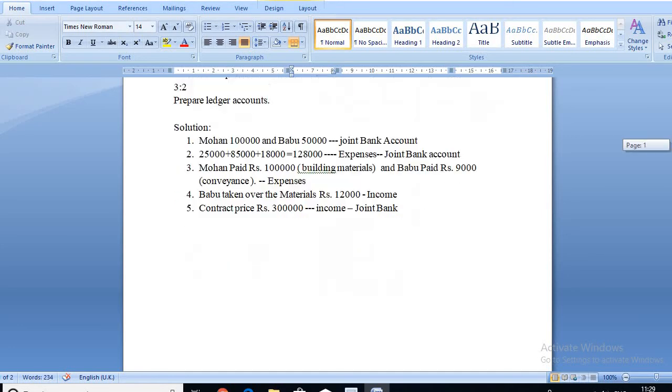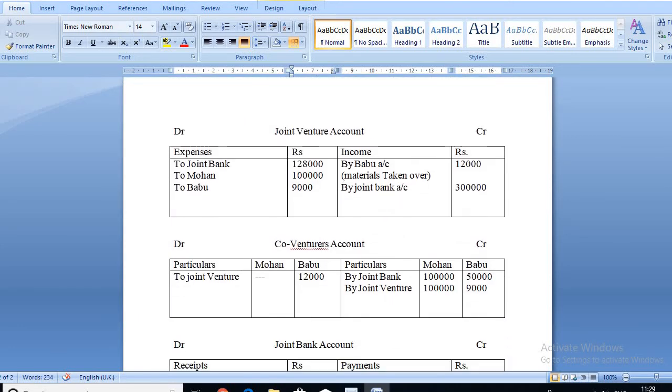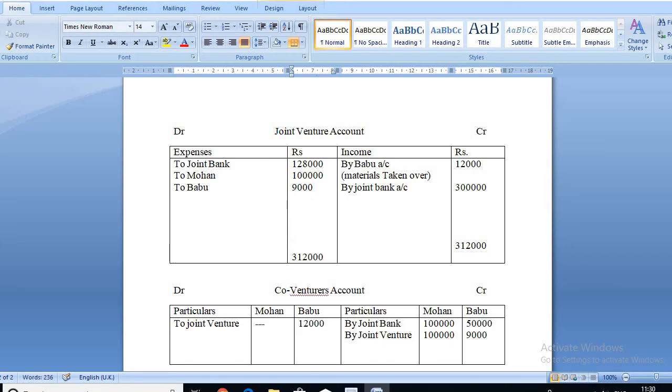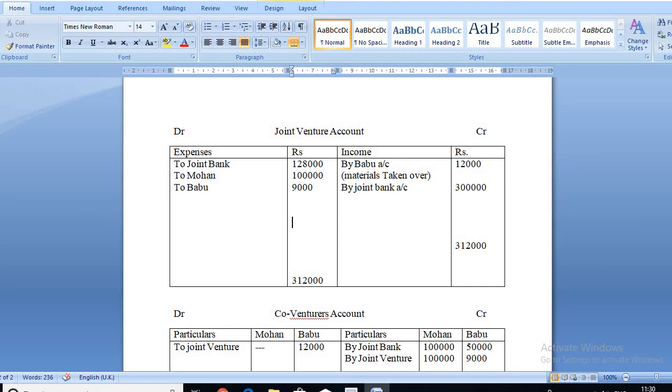Now make the balance of the ledger accounts one by one. First make the balance of the joint venture account. Here the credit side is more than the debit side. The total is 3,12,000 on both sides, so the balancing figure is 1,05,000. This will be considered as profit on joint venture.